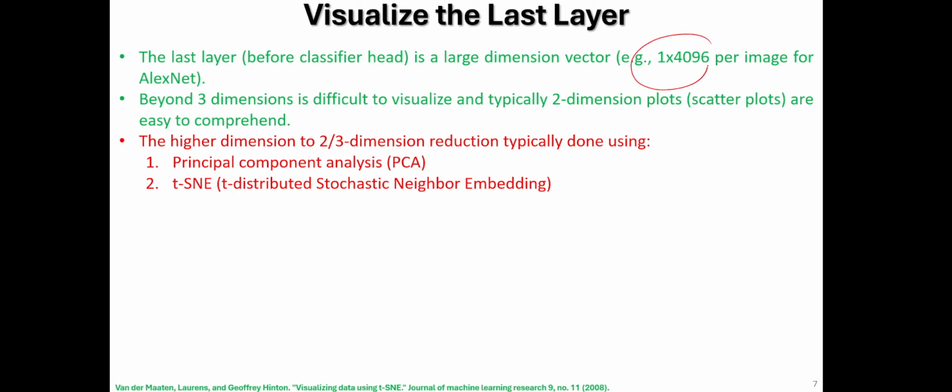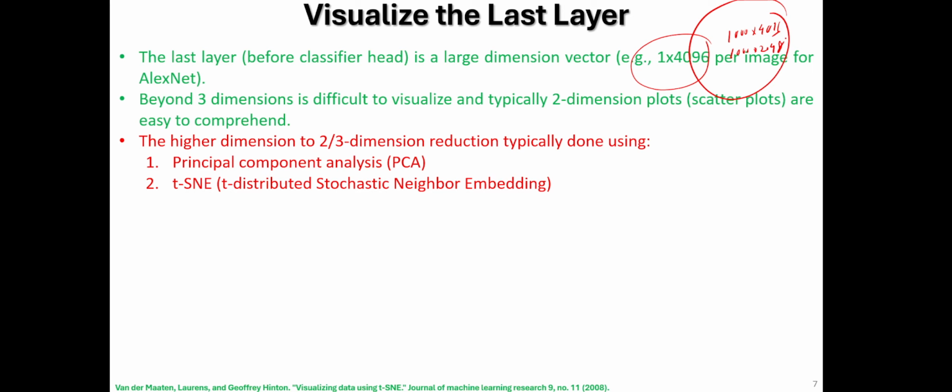1248 or even 1496, for example, in AlexNet, that's the final feature layer. How do you display that? How do you visualize that? That's not really possible, because if you have 1000 images, this will become something like 1000 by 1496 or 1000 by 2048. These are very difficult to visualize.